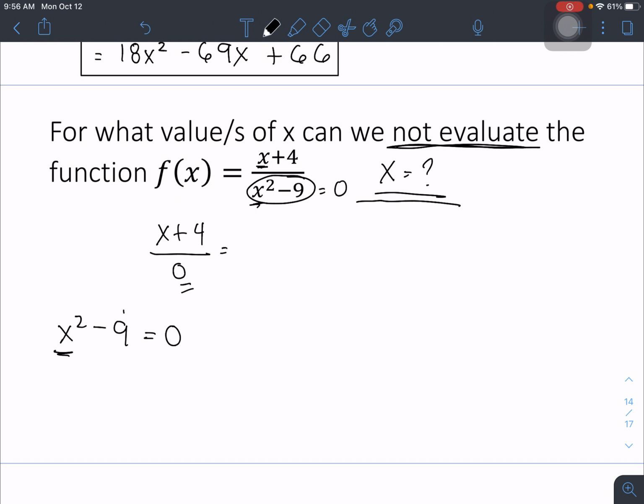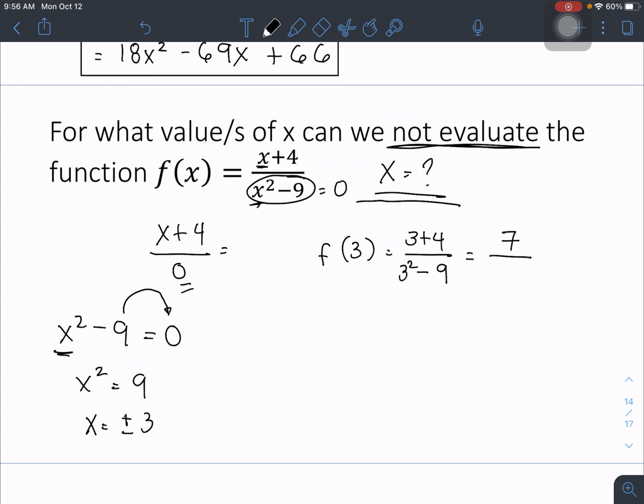So with this, I just need to find the value of x. I'll just need to transfer negative 9 to the other side of the equation, which will be x squared equal to 9. And the value of x will be equal to either positive or negative 3. So I can test this out. If x equals positive 3, let's say, then 3 plus 4 is equal to 7 over 3 squared, which is 9, minus 9. So 7 over 0, which you cannot define.